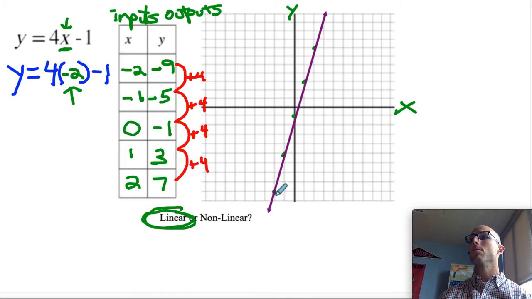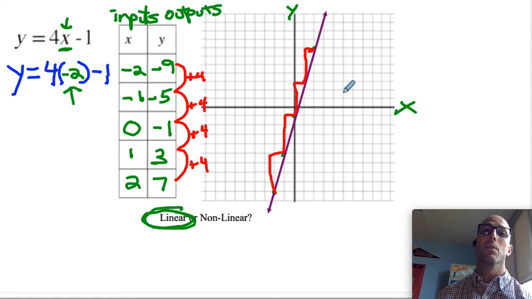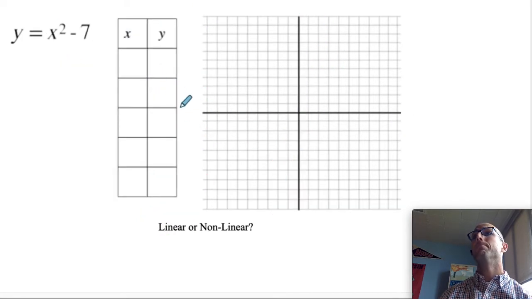And I can see that on my graph too. I'm going up 4 and over 1, up 4 over 1, up 4 over 1, up 4 over 1. That's constant. That happens with a linear function. Okay? All right. So that's it. Function, complete the table, put the points on so we can see the graph. All right? We're going to do one more.